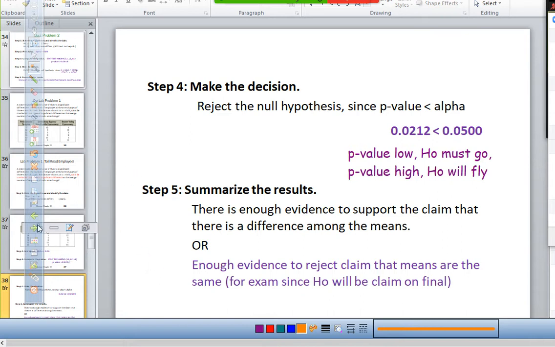I'm not going to be super picky about the claim part as long as you get it right. Does that make any sense? So you can't say enough evidence to say the means are the same because we're not saying the means are the same. We rejected H naught, so the means have to be different.